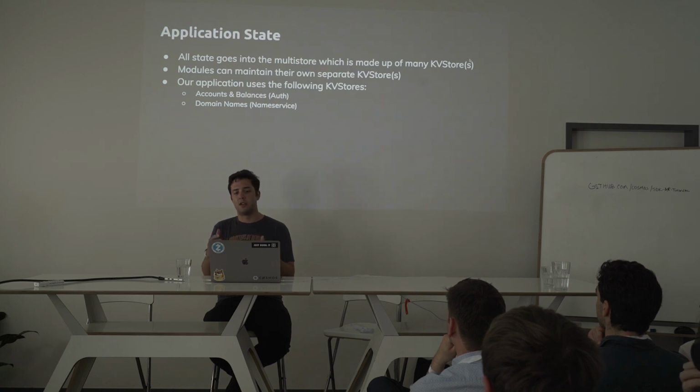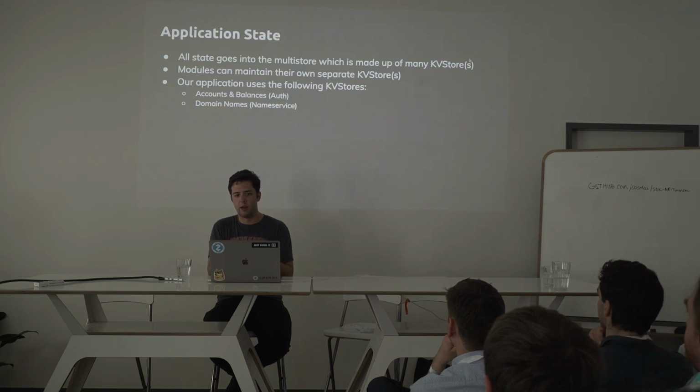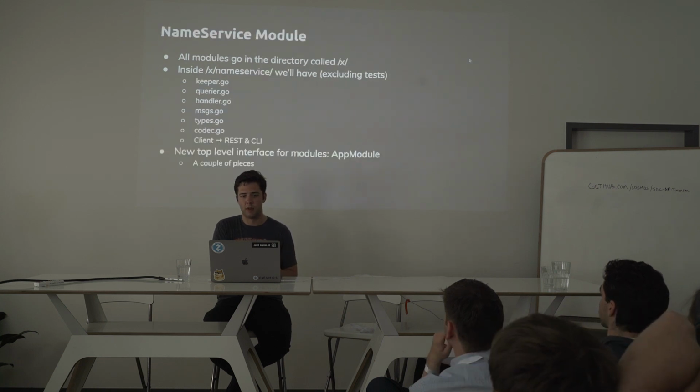Each module maintains its own KV stores. Some modules don't really manipulate state, like the bank module only uses the auth module's KV store to keep track of state. It adds balances to accounts, but it doesn't have its own data that it's storing. Our application uses only two KV stores, really, just accounts and balances, and then domain names. And we'll get into what data is stored there in a bit.